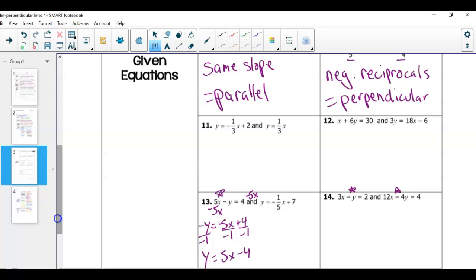Now when I look at the two slopes, negative 1/5 and positive 5, well, those are definitely negative reciprocals. One is positive, one is negative. So these are perpendicular.